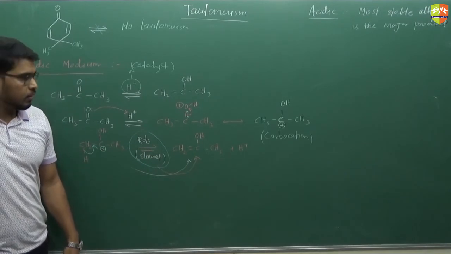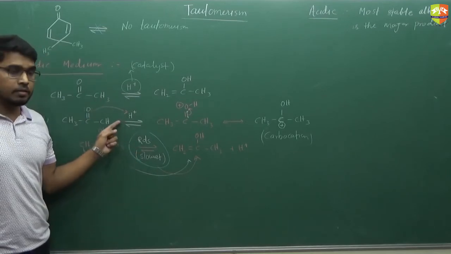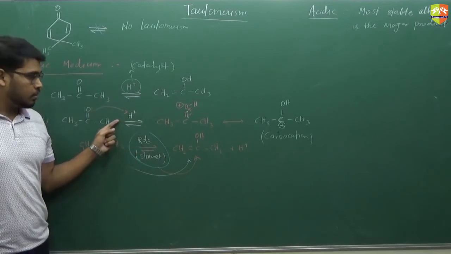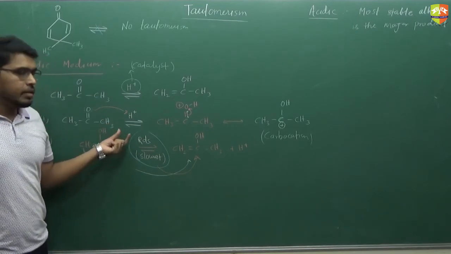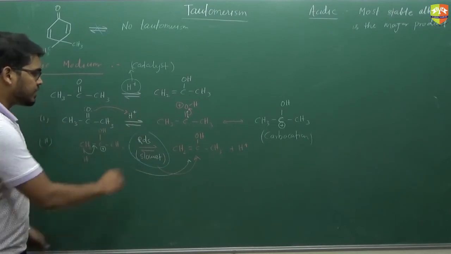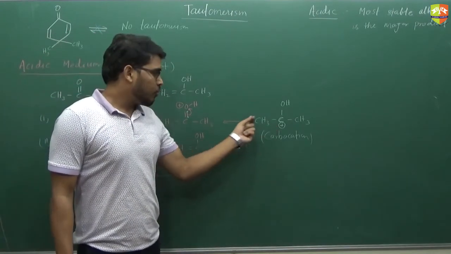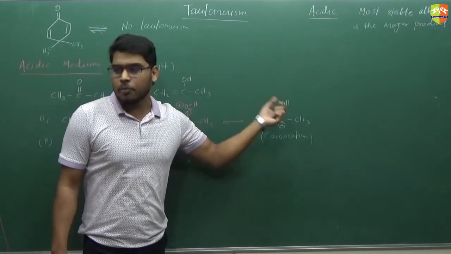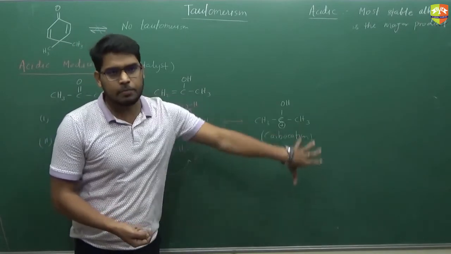Can either be RDS? No, for acidic medium, this is the RDS. So in basic medium, step 1 is the RDS, why will it go to step 2? Because step 1 is already the major product. I'm saying if it was the RDS, then we are getting carbocation here. So we'll try to get the most stable carbocation first. And that stable carbocation gives you the major product of the reaction.